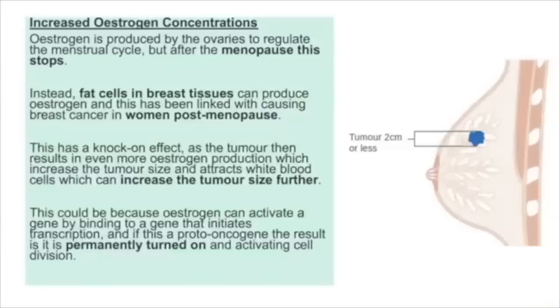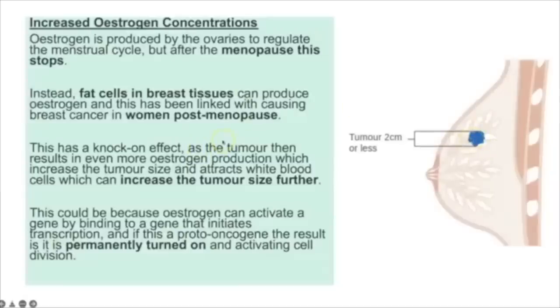So we looked at earlier how estrogen is a molecule that can bind to receptors on transcription factors. So if that is going to happen to a transcription factor involved in the cell division, so for example, a transcription factor that can bind to the DNA of a proto-oncogene, that would mean that that particular gene is permanently turned on, activating cell division within the breast tissue.